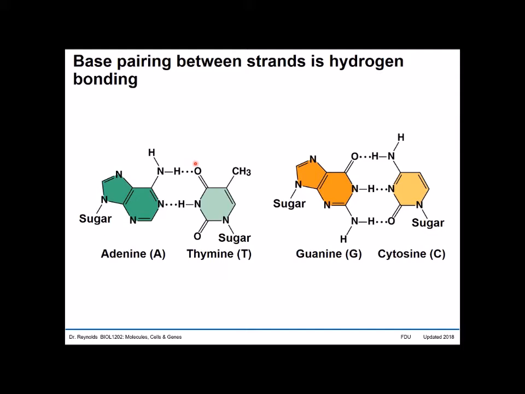Adenine and thymine form two hydrogen bonds, which is why adenine and thymine are always found together. And it's why Chargaff noticed that there were always equal percentages of adenine and thymine. Guanine and cytosine have three hydrogen bonds. They hydrogen bond to each other between two strands, and that's why they are always found in equal percentages in any living thing.